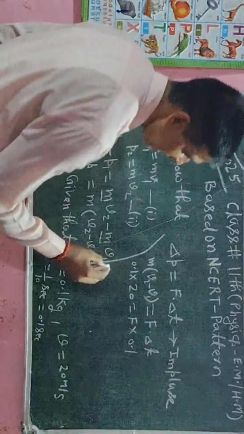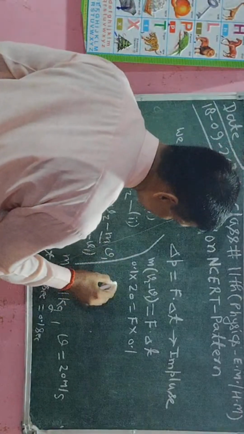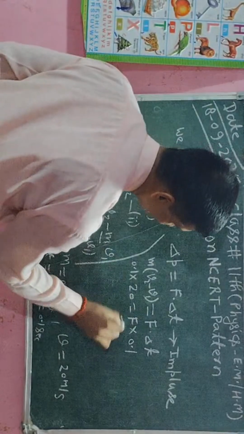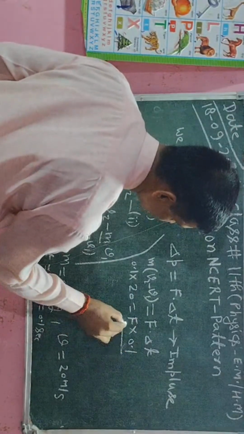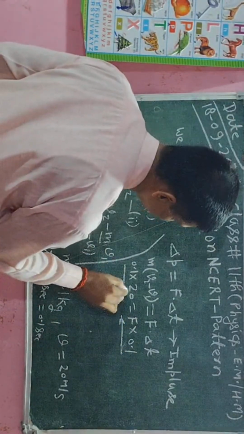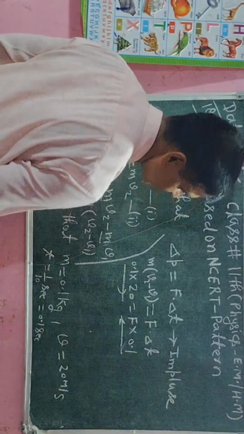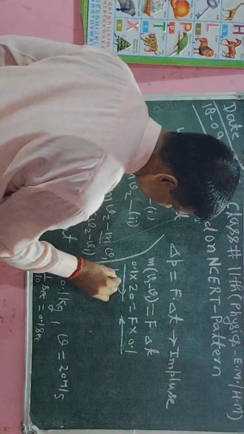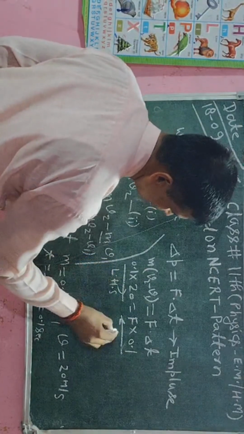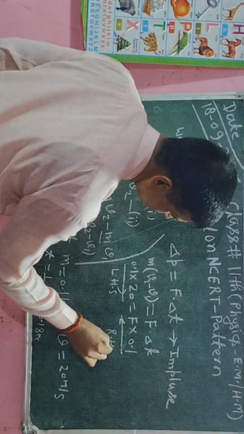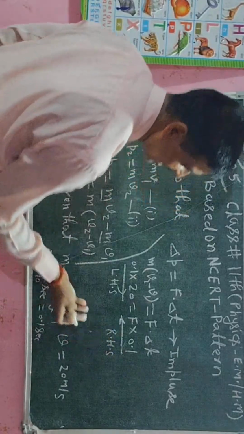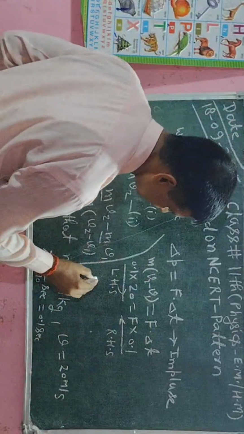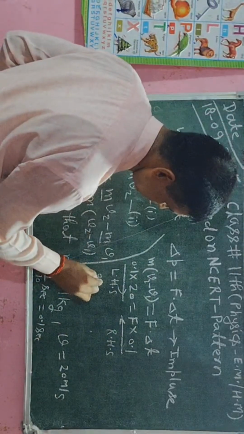Okay, students. So I will simplify here. I can write F. All terms of the right hand side I will put on the left hand side, and all terms on the left hand side I will put on the right hand side. So there will not be any change in my solution.